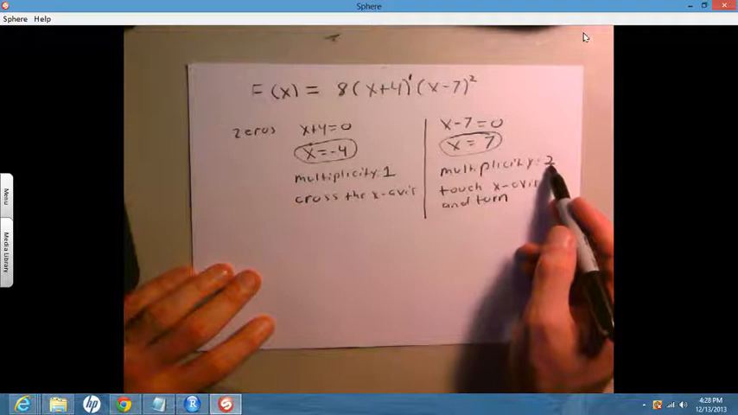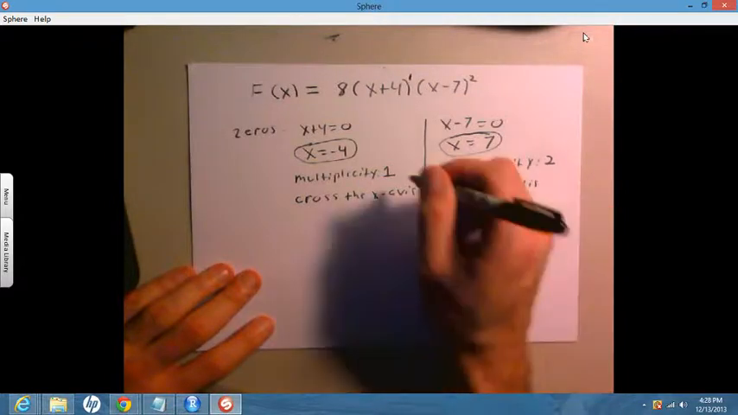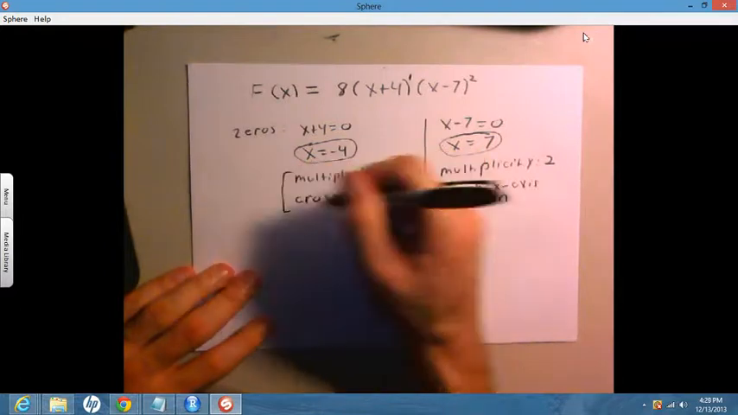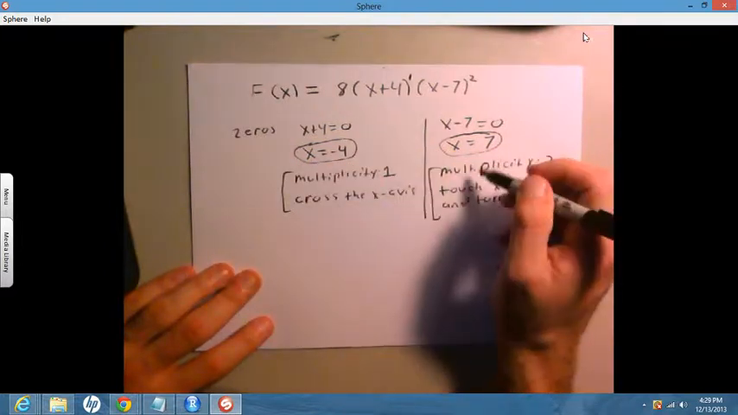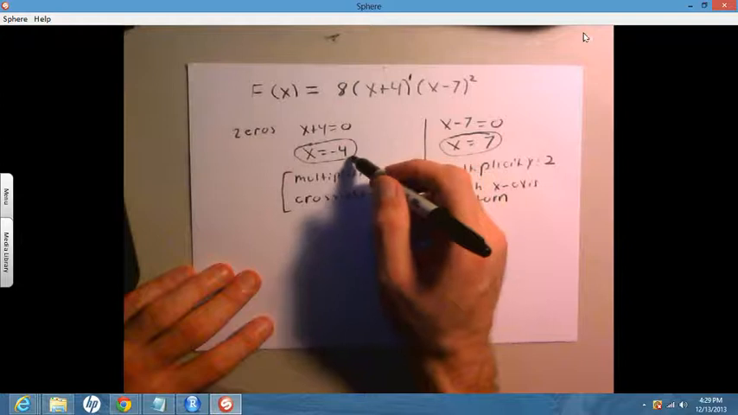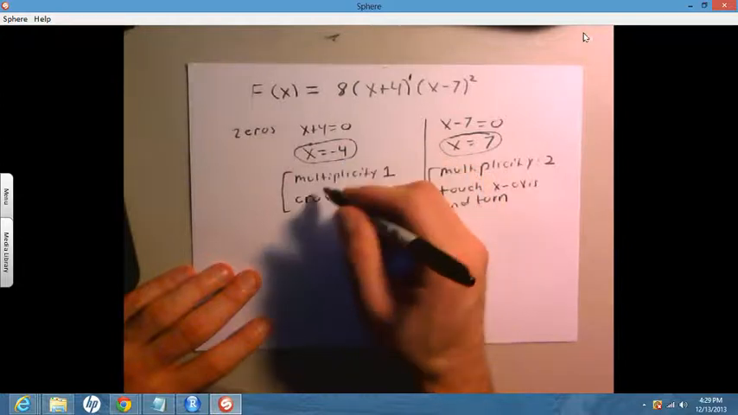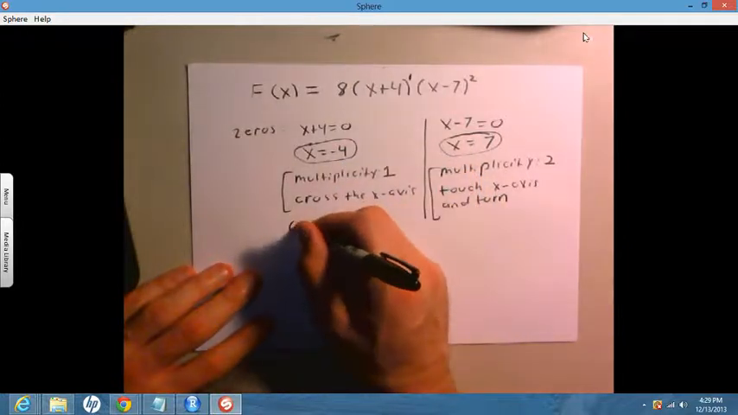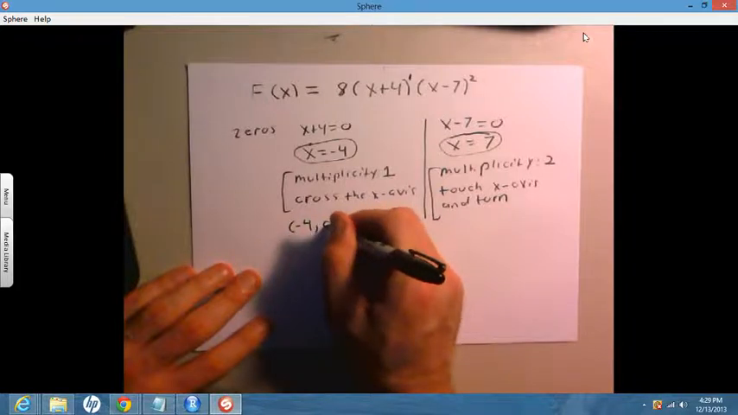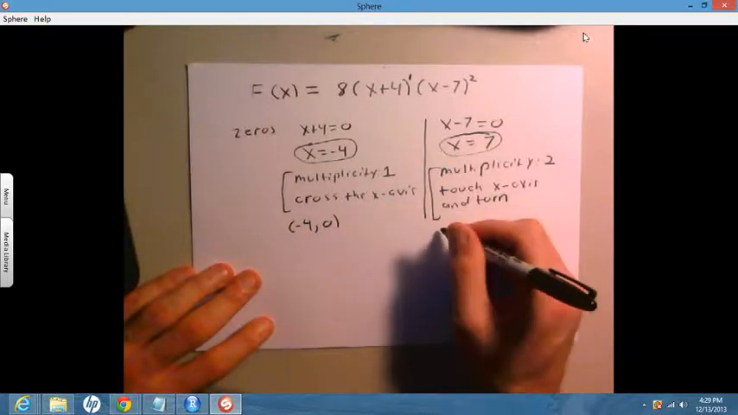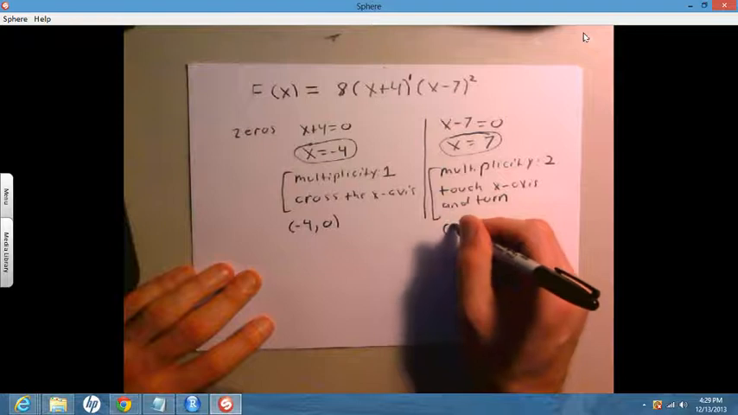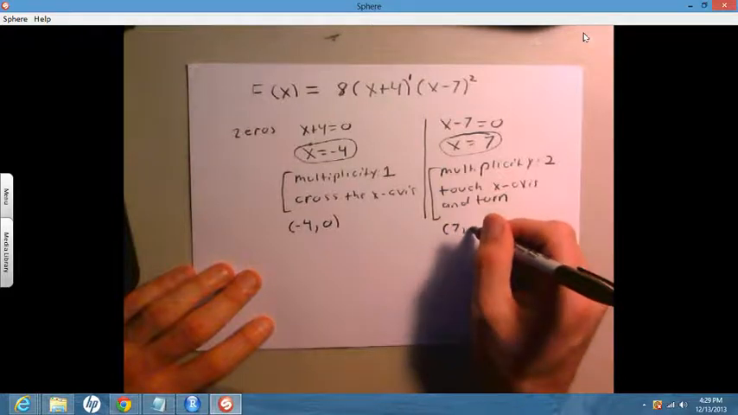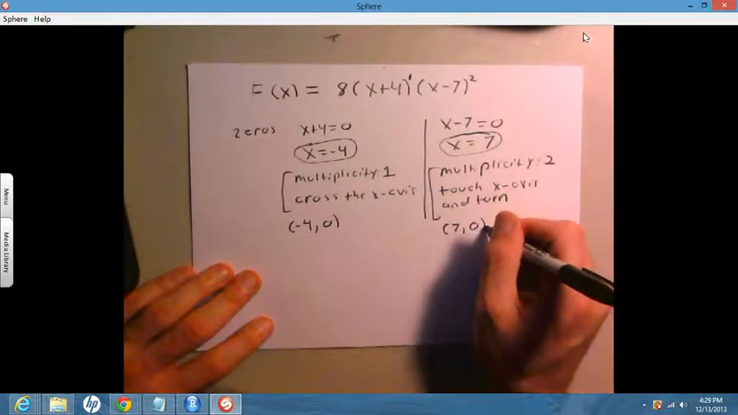Okay? Now, what this tells us is we have the multiplicities, which give us some important information, and we know the zeros. This also tells us that when x is negative 4, the function is 0, which is an intercept. And when x is 7, the function value is 0. So this gives us the x-intercepts.